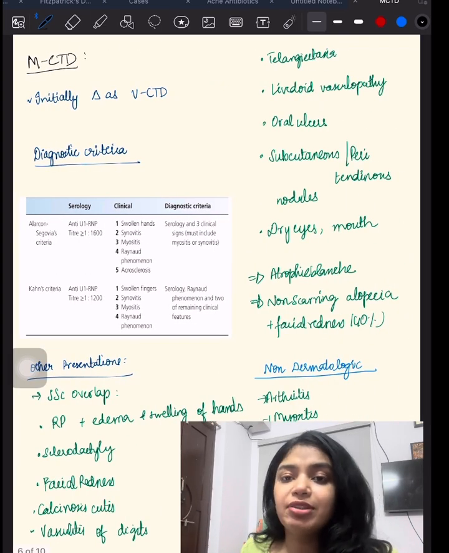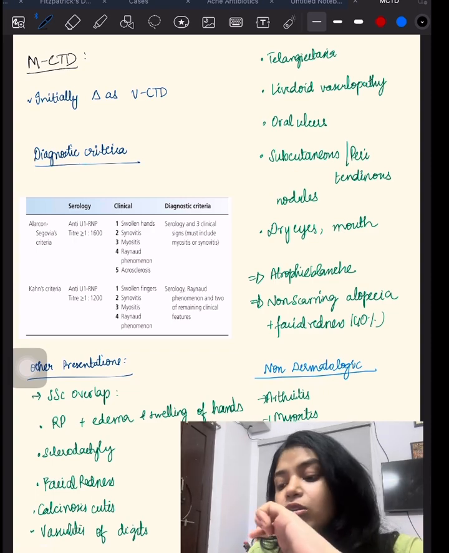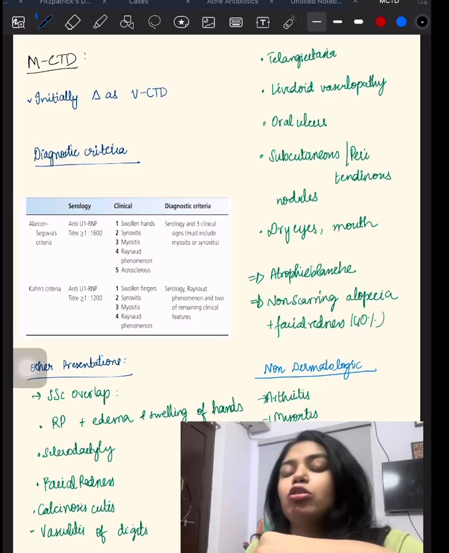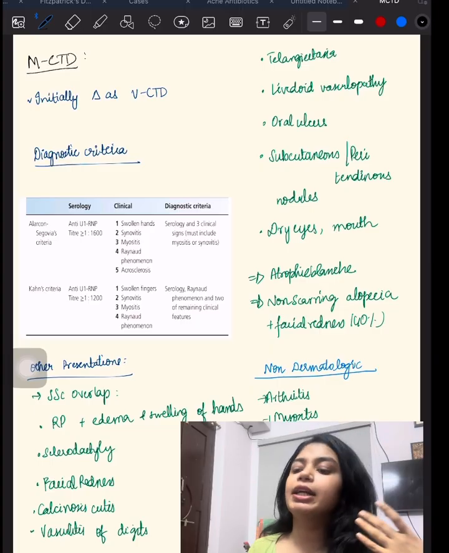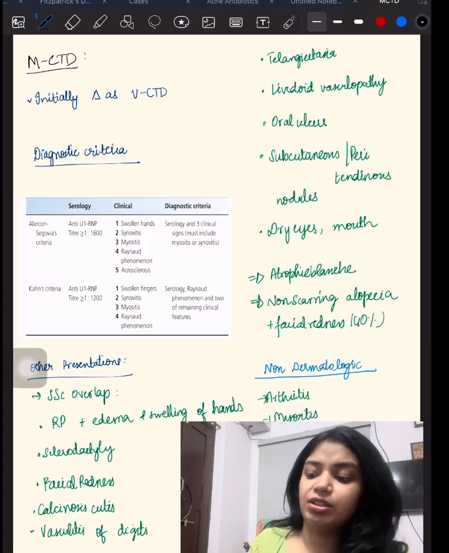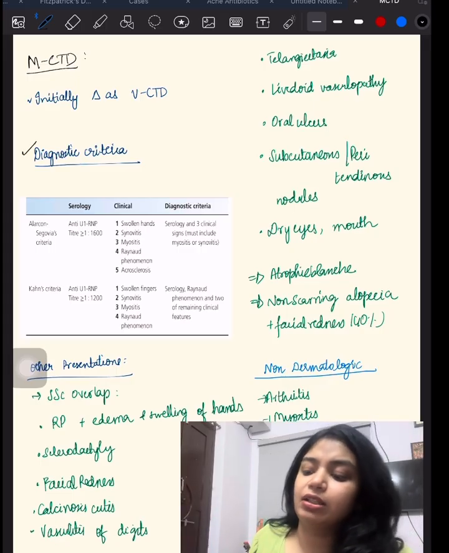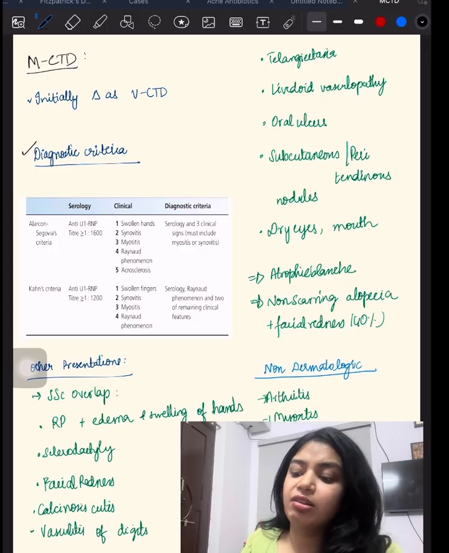Now coming to MCTD. MCTD is a specific disorder actually. Since it is a specific disorder, it has its own diagnostic criteria. Usually patients are initially diagnosed as UCTD. Later they get diagnosed as MCTD or any other CTD. So what are the diagnostic criteria of MCTD? There are two diagnostic criteria. One is the Alarcon-Segovia's criteria, the other one is the Kahn's criteria.